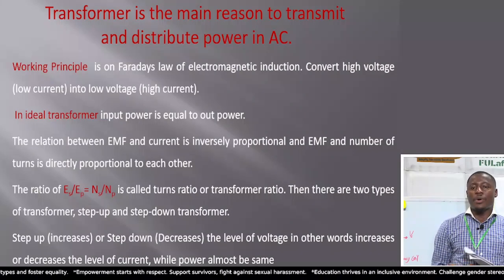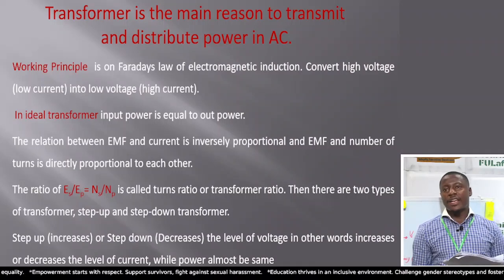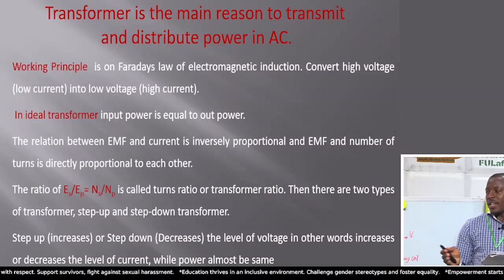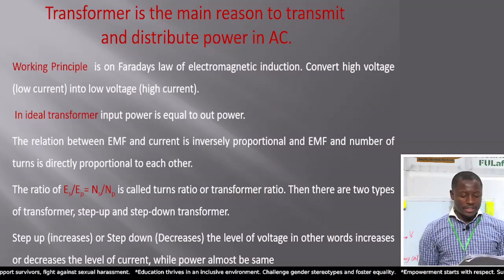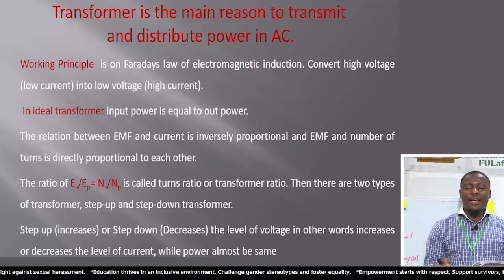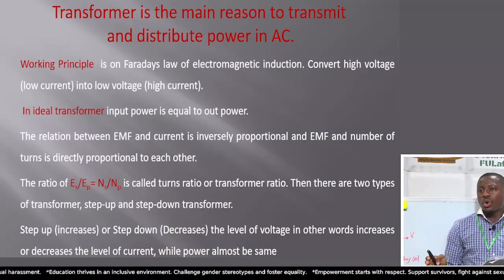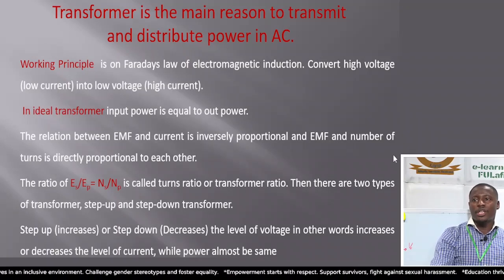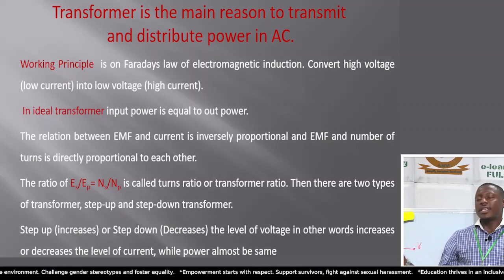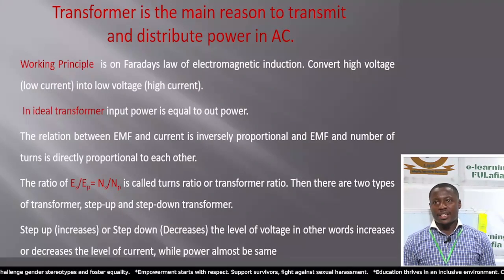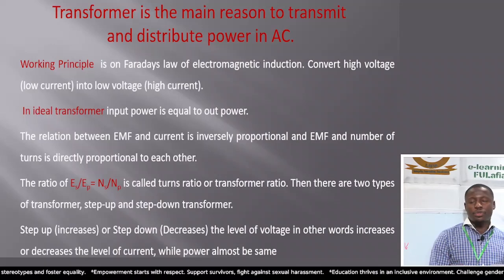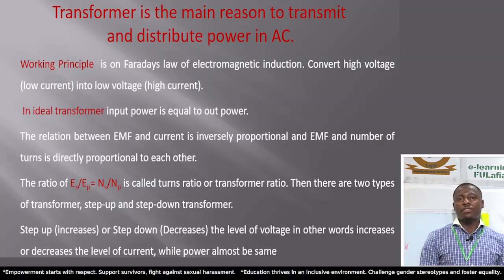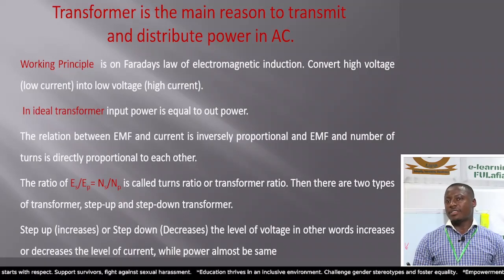We have another one that we call an ideal transformer. What is an ideal transformer? An ideal transformer is the type of transformer where the input is equal to the output. Or better still, it is a type of transformer that has no loss of any kind. Whatever you put into that transformer is what it will give you out. That means it has 100% efficiency, which means the power in the input of that transformer will be equal to the power in the output. That type of transformer is what we refer to as an ideal transformer.